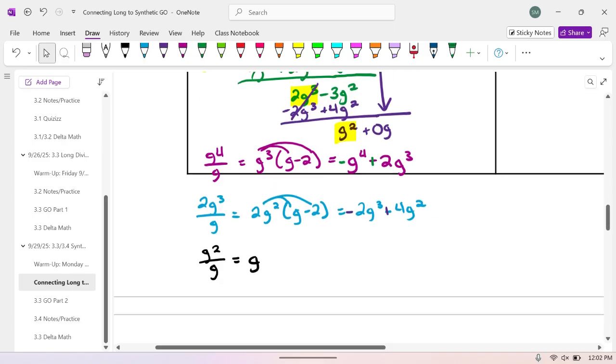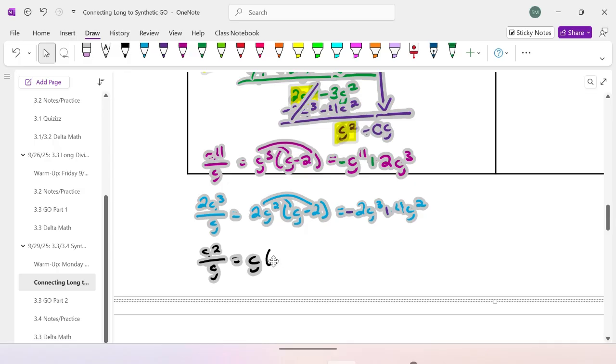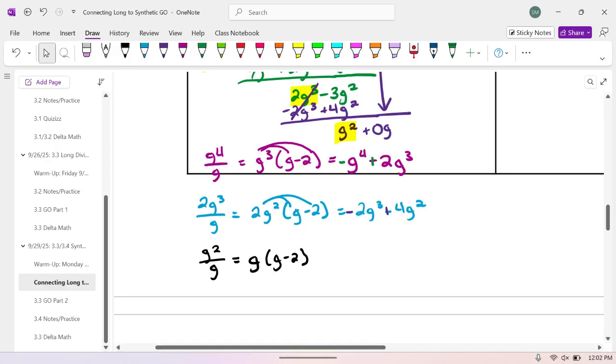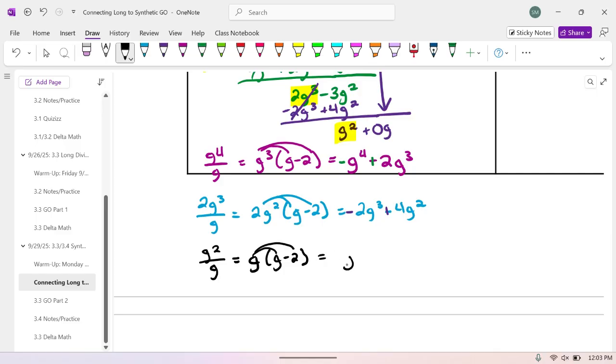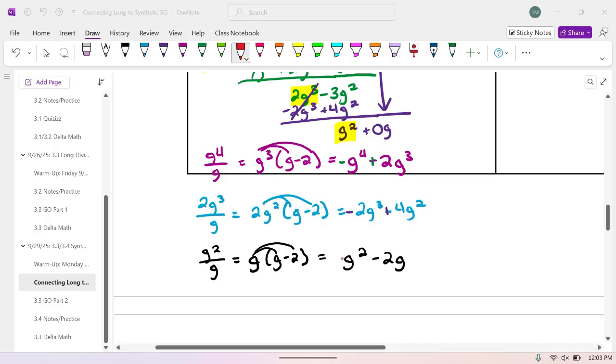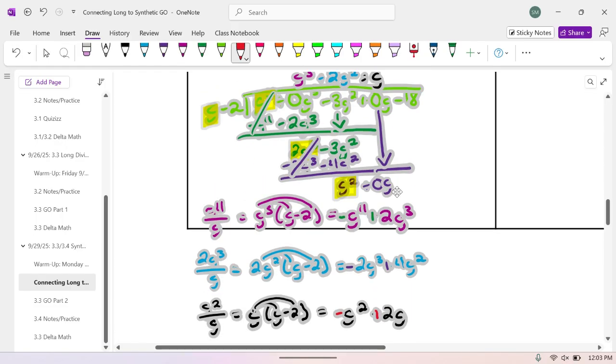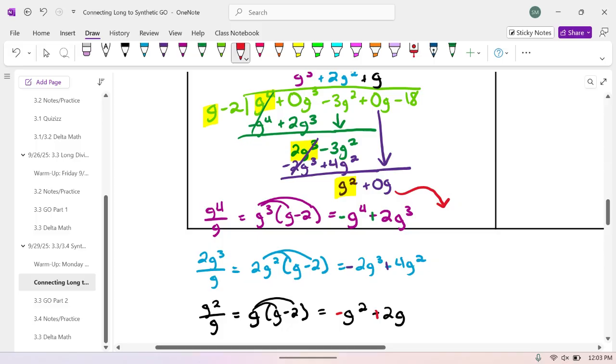Now what do I do? Multiply it by our divisor, which is the g minus 2. That's what we're dividing by. G squared minus 2g. Good. And you flip the signs, so this becomes negative g squared plus 2g. All right. Now I'm going to swing this over a little bit because I didn't give myself enough space. So I'm going to rewrite g squared plus 0g, and then negative g squared plus 2g.